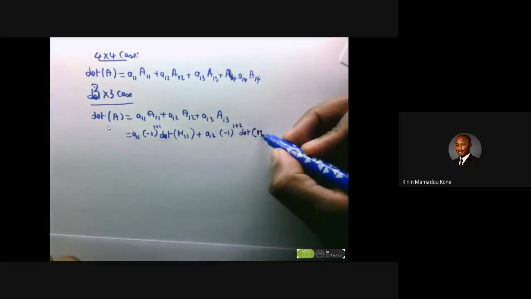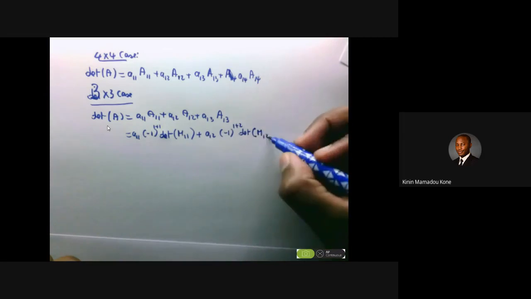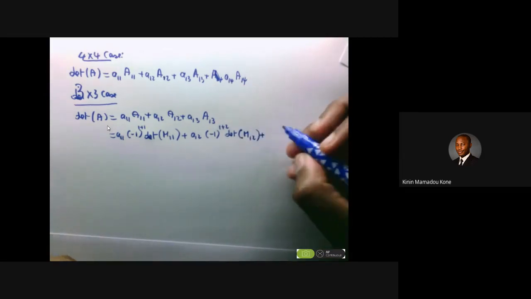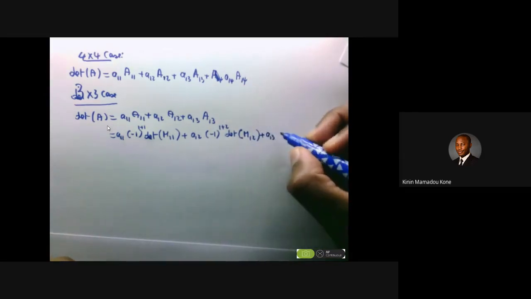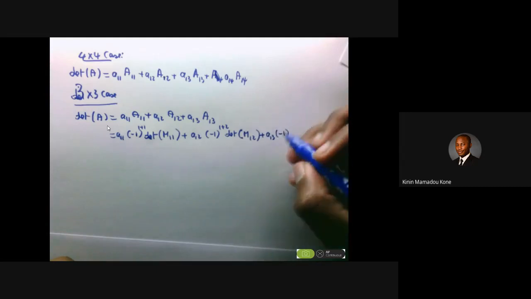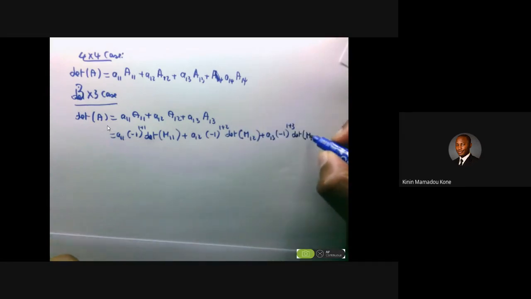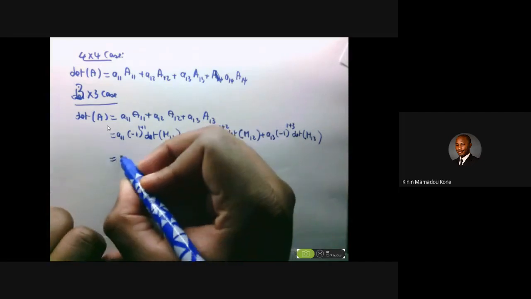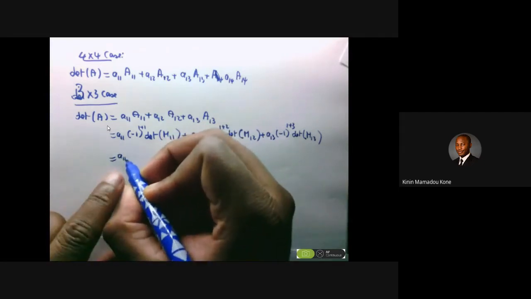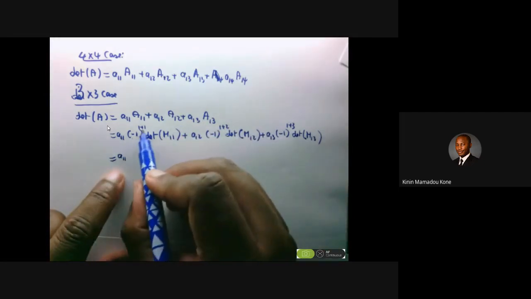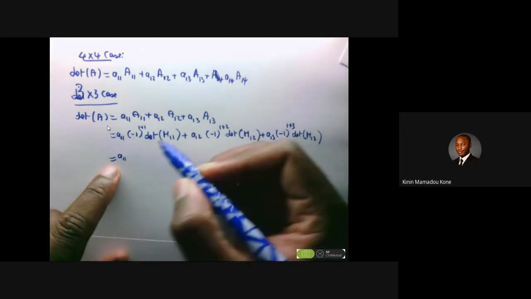the matrix formed by deleting the first row and the second column, plus A13 multiplied by negative 1 raised to the power i plus j, 1 plus 3, times the determinant of the matrix formed by deleting the first row and the third column. And from there, you have your matrix. You take the A11 entry, negative 1 raised to the power 2, which is positive 1.